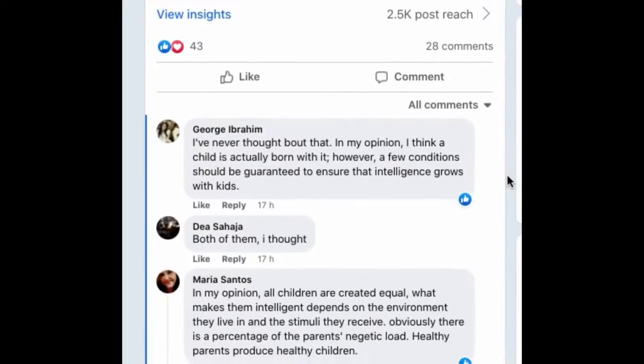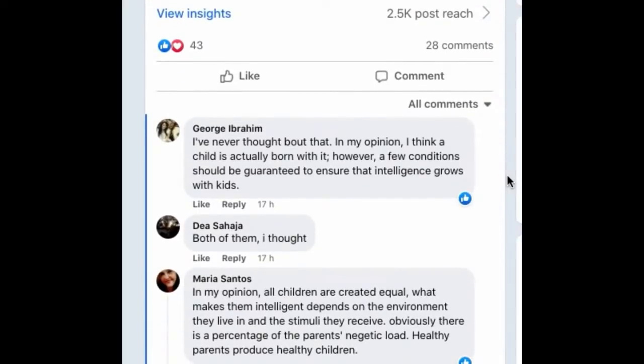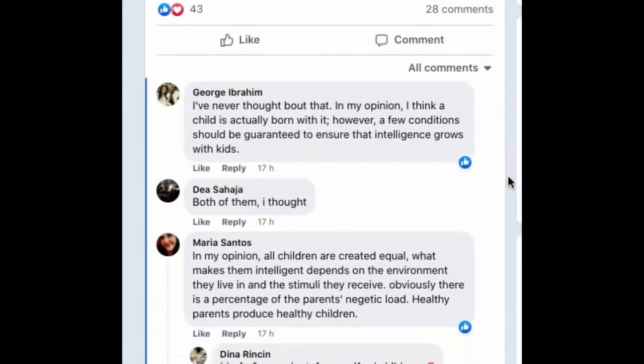George says, I never thought about that. In my opinion, I think a child is actually born with it. Nice. However, a few conditions should be guaranteed to ensure that intelligence grows with kids. Very interesting. And you can go on to talk about what conditions will help ensure they carry on being intelligent.